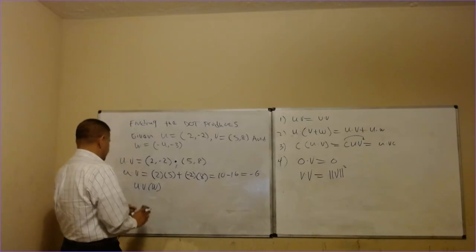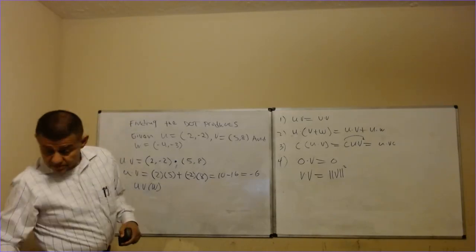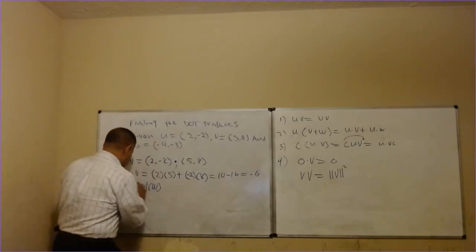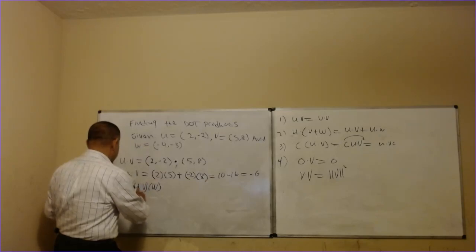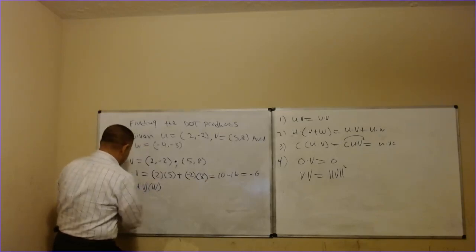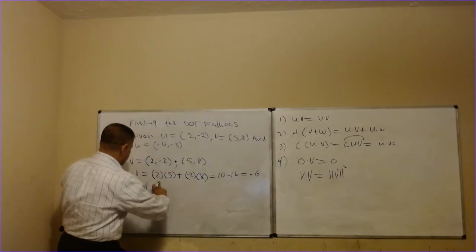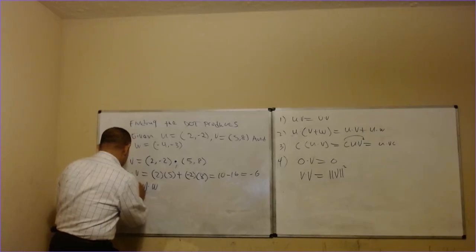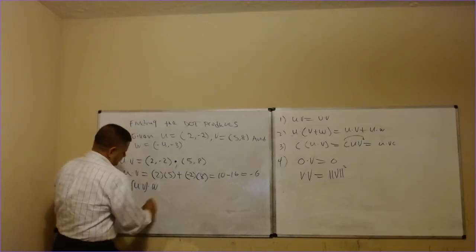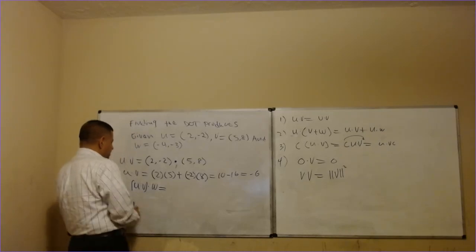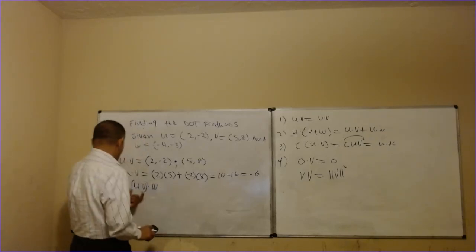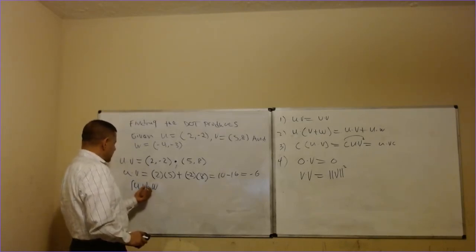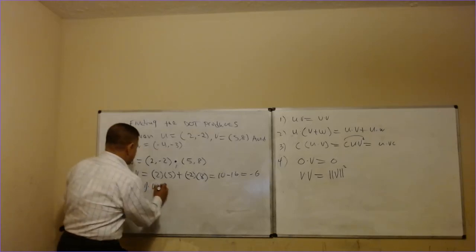What the book did, they just separate this differently. They did it like this. Just put the parentheses around this, put the parentheses around that, and just leave the w like that. Pretty much the same thing. So now we have u dot v dotted with w, correct?